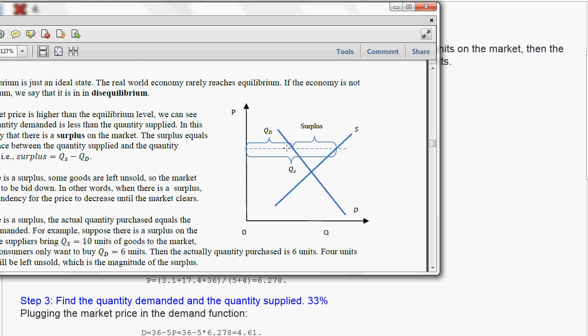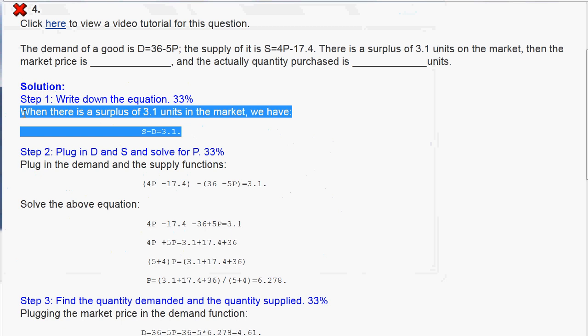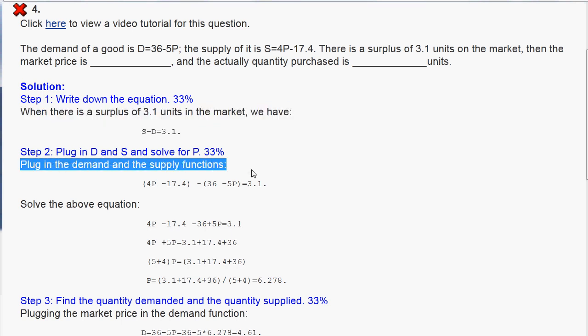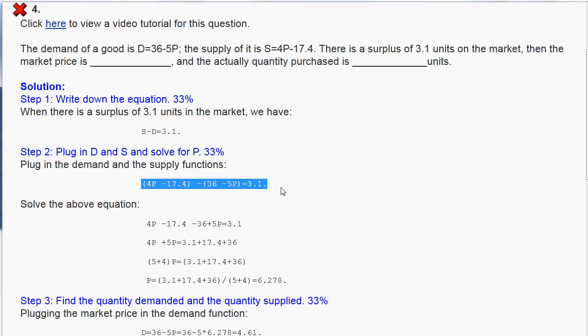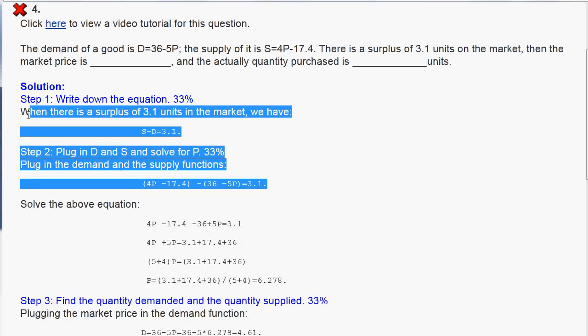QS is greater than QD. Anyway, we need to write down this sentence. Remember, we need to write this down because we're demonstrating that we understand what it means when there is a surplus. That's our first sentence here. And then we plug in the demand function and the supply function. Please write this down and show me this equation so that I know what you did. And even if you make any calculation mistakes, I'll give you partial credit up to this point. Okay? If you don't write this equation down and you make a mistake, I don't know what you did.